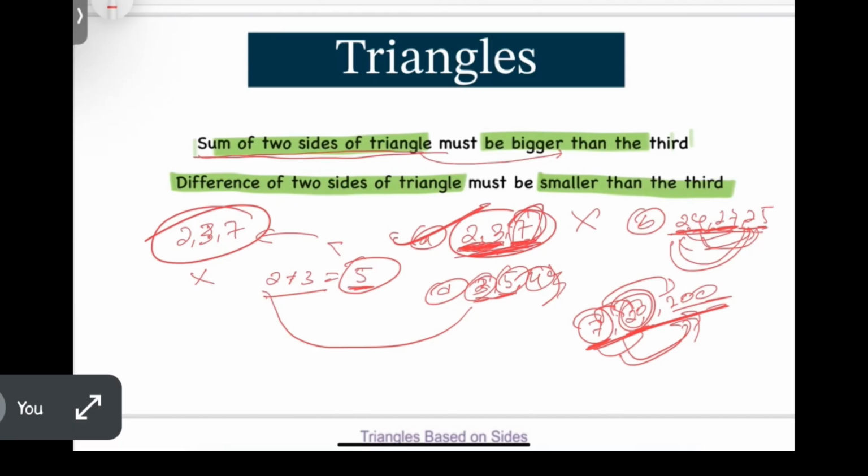But remember, the sum of the two sides of the triangle must be bigger than the third side to form a triangle. Okay, I hope you know what a triangle is. A triangle is what we are talking about here.